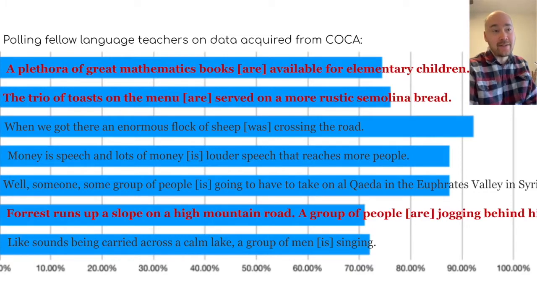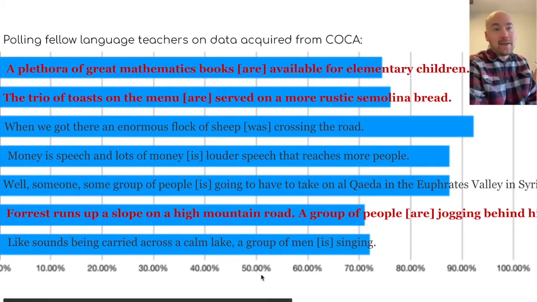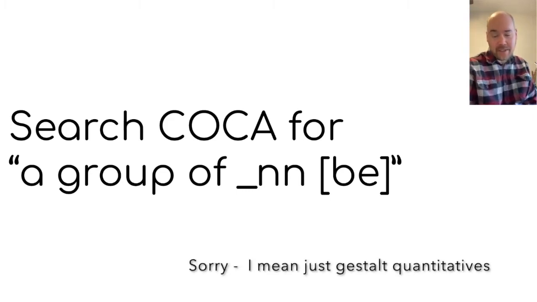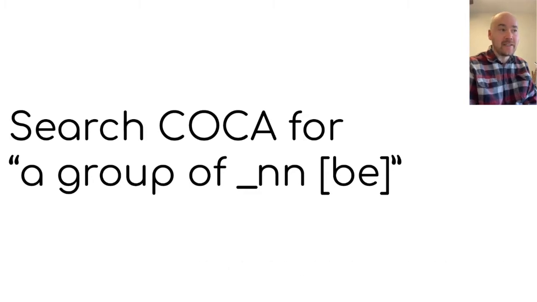So the original sentence, the second one here, said a trio of toasts on the menu are served on a more rustic semolina bread. That's neat. But nonetheless, the overwhelming majority of my Twitter followers who took this survey, or the people who got the survey somehow passed on to them, chose is, not are, right? So you can verify for yourself that actually the way that people actually use these phrases, which I'm calling dead quantitatives or gestalt quantitatives, in the real world, is pretty evenly split between plural and non-plural.